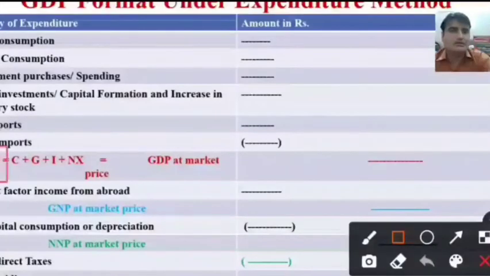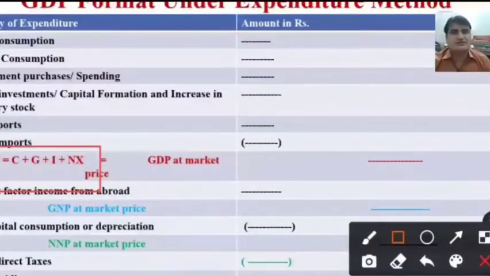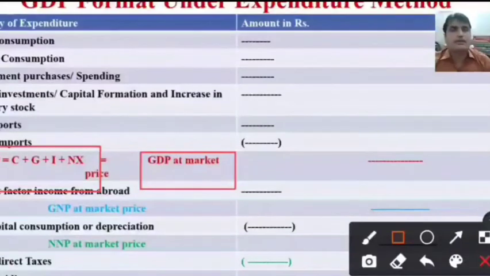Here we will learn how the GDP format under the expenditure method is shown. The equation for GDP is C plus G plus I plus NX. So this is the GDP at market price. How to calculate the GDP at market price? The format is that we add the public consumption, private consumption, government purchases, private investments and increase in inventory stock, plus exports minus imports. By doing this calculation, we shall reach the GDP at market price.